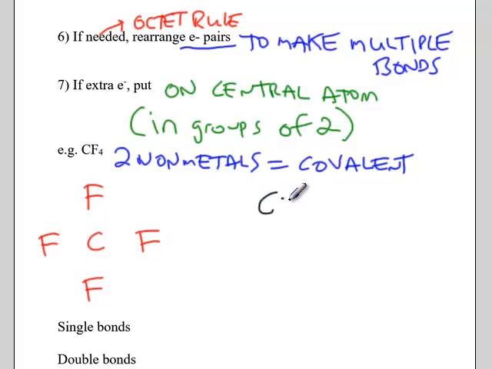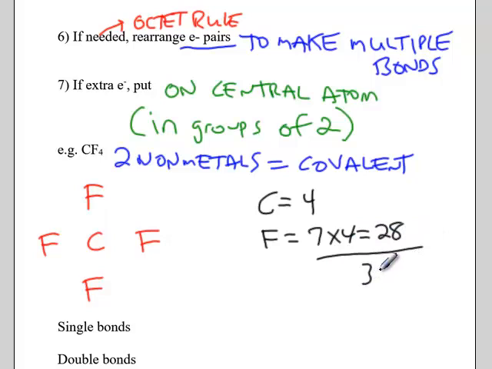The carbon is found in group 14, so it has 4 valence electrons. Fluorine is found in group 17, so each fluorine has 7 valence electrons, but we have 4 of them, so that's 28. So the total is 32 electrons. When we draw our Lewis picture, we have to have all 32 electrons accounted for.